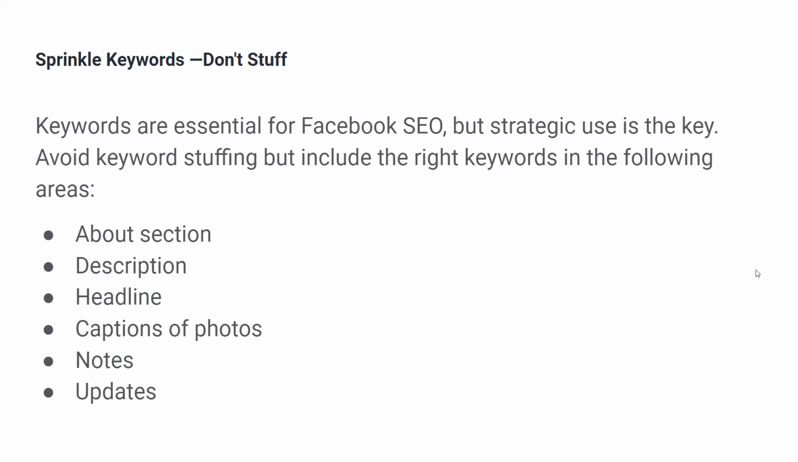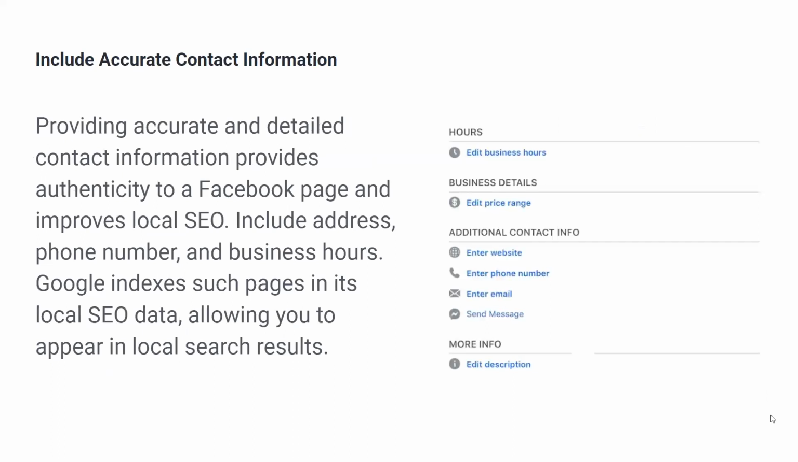So yeah, sprinkle keywords. Again, don't stuff though. Including accurate contact information is another area that doesn't really get filled out. Providing accurate and detailed contact information provides authenticity to a Facebook page and improves local SEO. So make sure you're including your website, office address, phone number, business hours, anything that is listed in your about section. Fill it out. Try not to leave it blank.